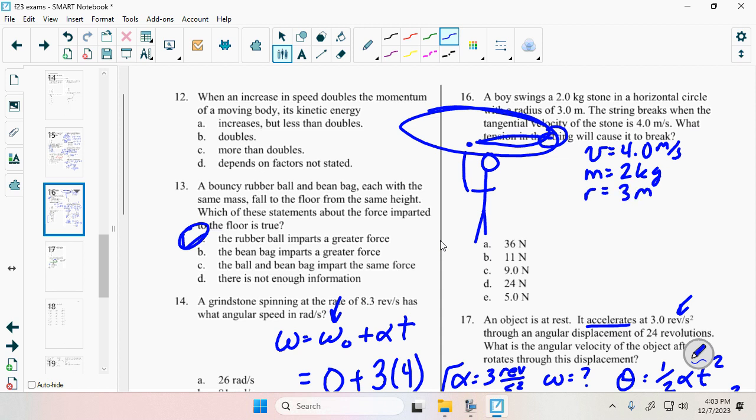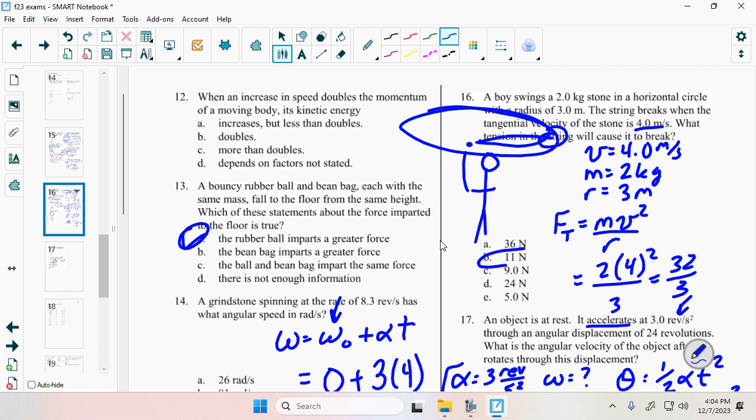The string breaks when it's going 4 meters per second. What is that tension? That tension is my centripetal force, mv squared over r. So that tension is equal to the mass, which is 2, times 4 squared, divided by r, which is 3. That's 2 times 16, which is 32, divided by 3, about 11 newtons. There was a free response on that exam, too, that was similar, about centripetal forces.